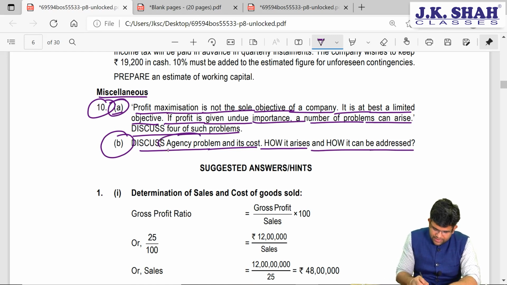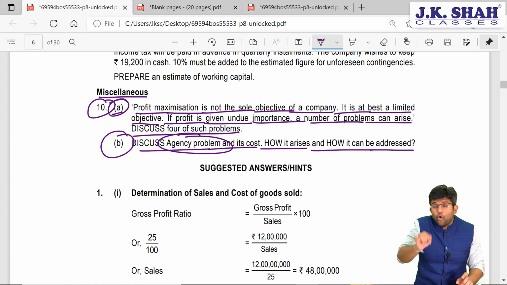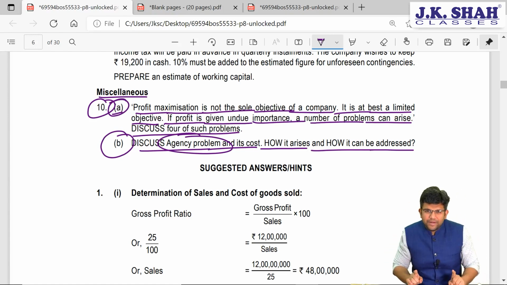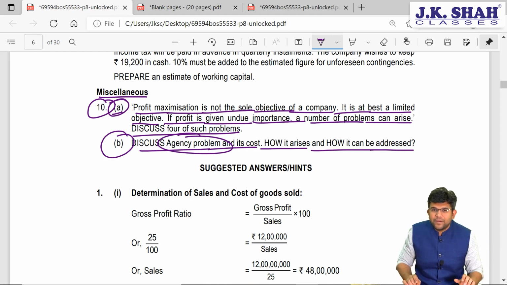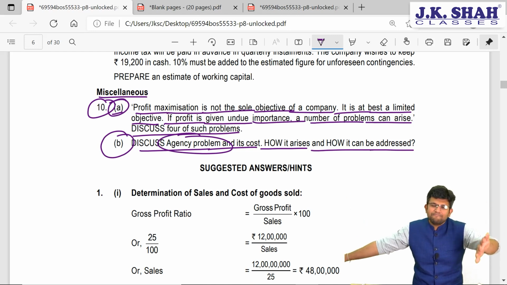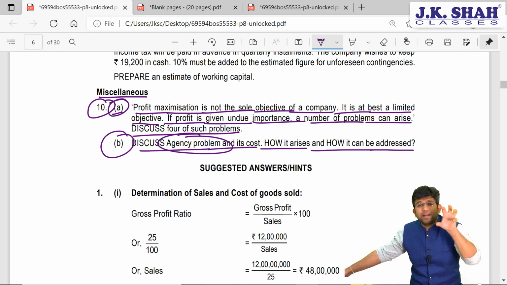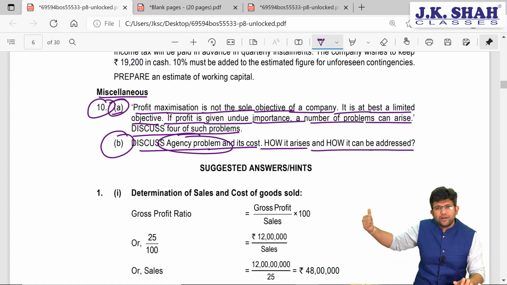Now children, what is agency problem? What happens is, in a sole proprietary firm, the owner and the manager are the same person, right? But when it comes to a public listed company, can I say there is a difference between owners and managers? Managers are the ones who run the day-to-day affairs of the company, and owners are the shareholders who have invested in the company.